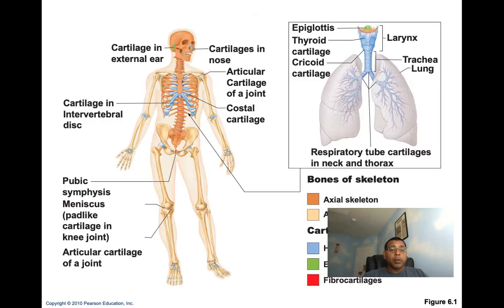Now, when we talk about the human skeleton, as we've said before, it is initially made up of cartilages and fibrous membranes, but most of these are then replaced by bone. The few that remain are found in regions where flexible skeletal tissue is needed.